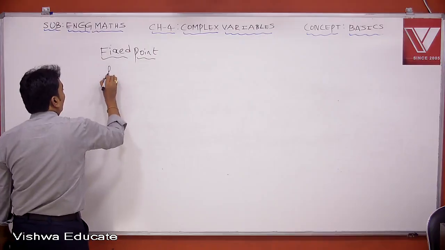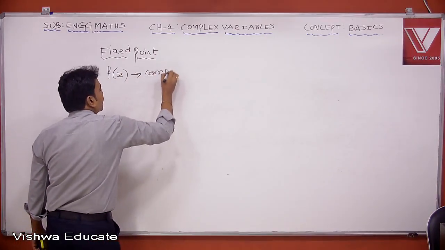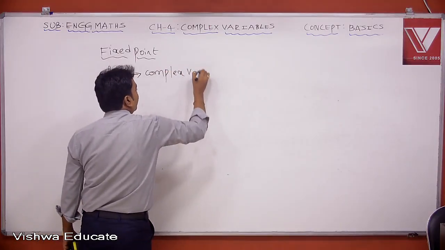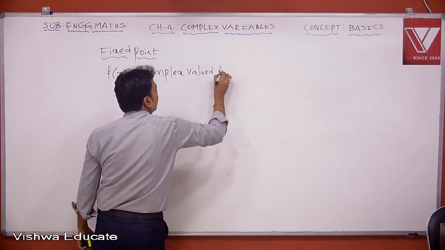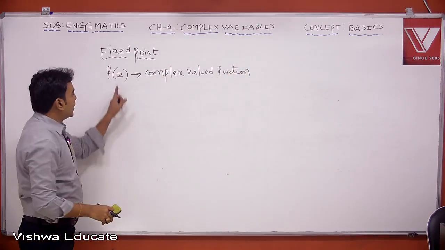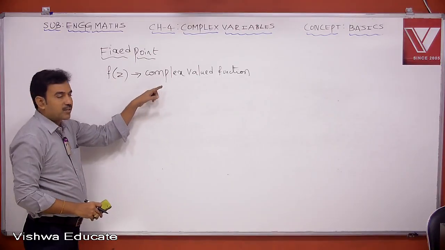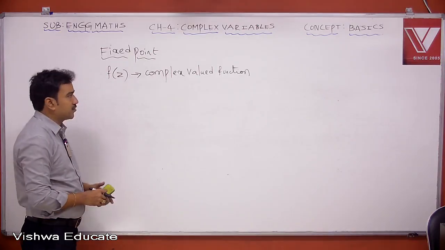Suppose we have a complex valued function f of z. What is this? This f of z is a complex valued function. That means when z is a complex number, f of z becomes again a complex number. Such functions are called complex valued functions.